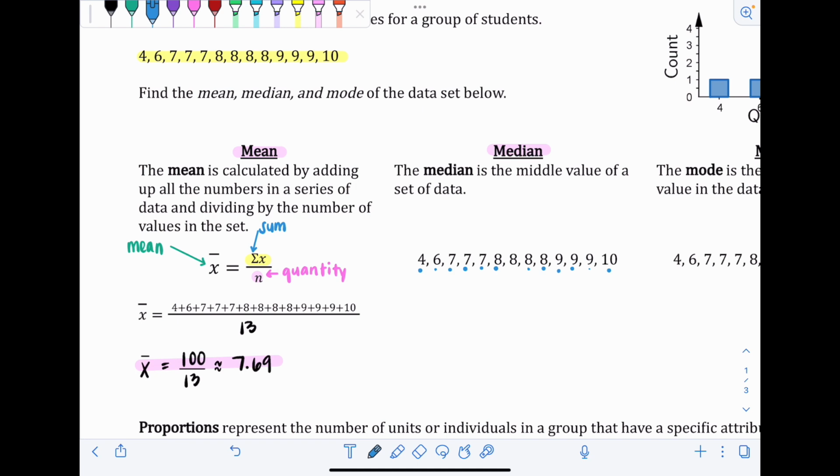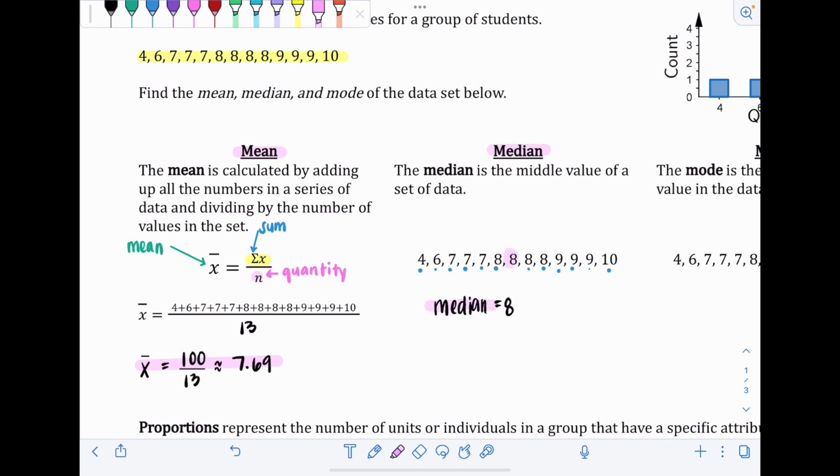Okay, and I'm just going to count. I always worry that I miscounted or something. So I have 1, 2, 3, 4, 5, 6 numbers on the left side, and I have 1, 2, 3, 4, 5, 6 numbers on the right side. Okay, so that 8 is the true middle. So our median is going to be 8. So our median is 8.